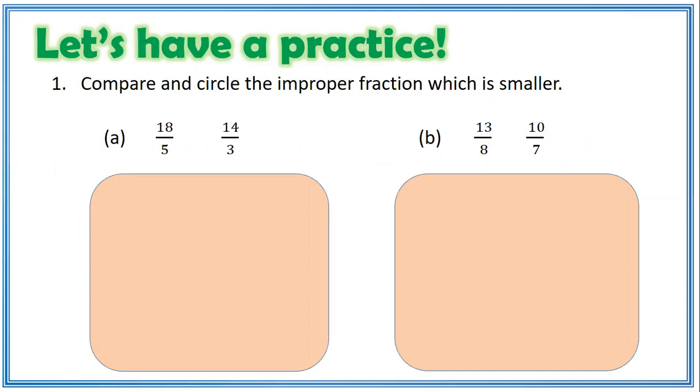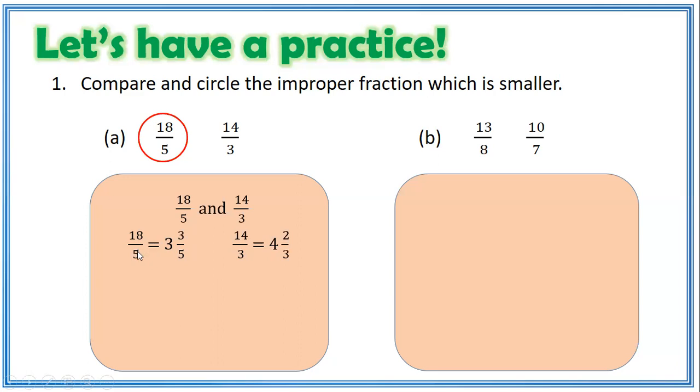So for letter A, between the two improper fractions, which is the smaller? Is it 18 out of 5 or 14 out of 3? What is your answer? All right. And how did you get it? Okay, so let us use method number 2. So here, we change the improper fraction into a mixed number.